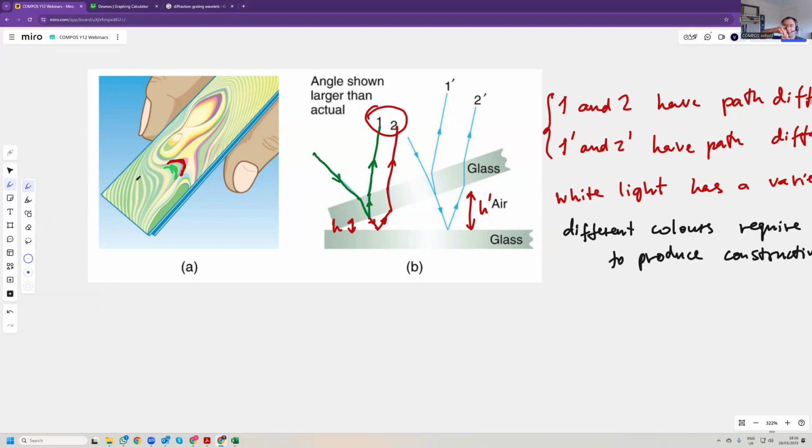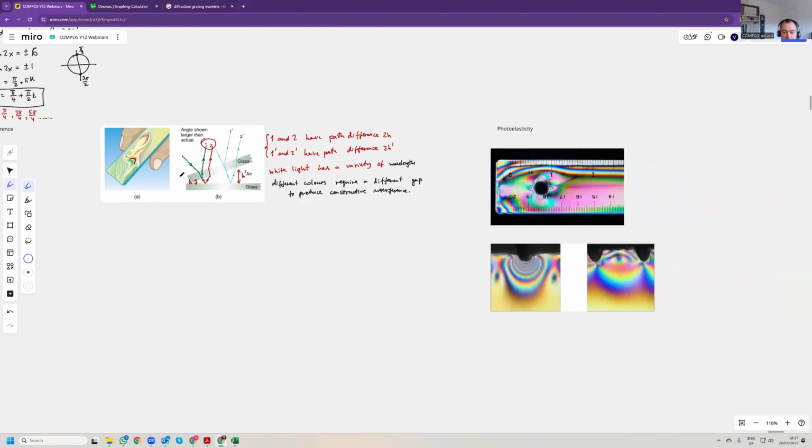So different gaps, different sizes of the gap, produce interference of a different color. And of course, because the glass is not perfectly uniform, you see these interesting patterns. Or perhaps the glass is under tension. If the glass is under tension, then it could be thinner somewhere or thicker, and that affects the path difference. Okay, so that's what I wanted to talk about.